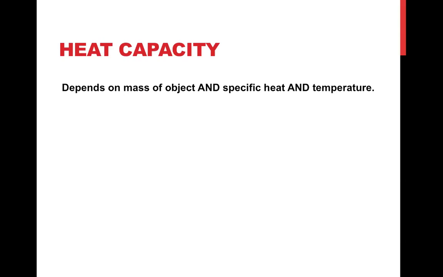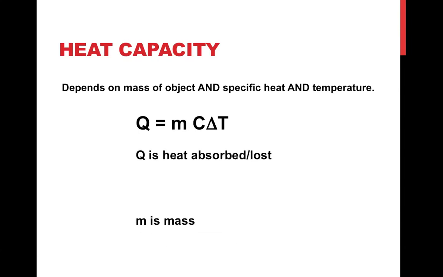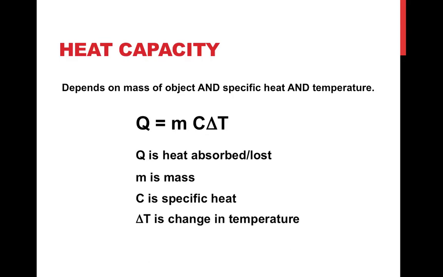The amount of heat that something has at any moment depends on how much of the stuff you have, its specific heat, and what temperature it's at. Our equation is Q equals mcΔT, where Q is the heat absorbed or lost, m is mass, c is specific heat, and ΔT is the change. Remember that delta just means the change. If you're starting at one temperature and going to a new one, that is a change, and that's what ΔT is. You want to treat this all as one thing. Okay?